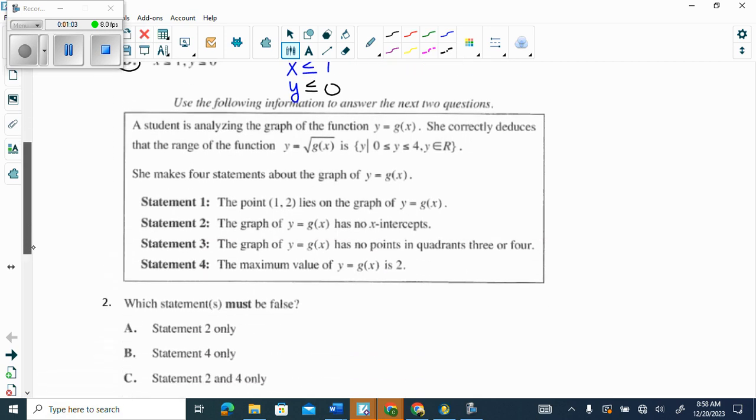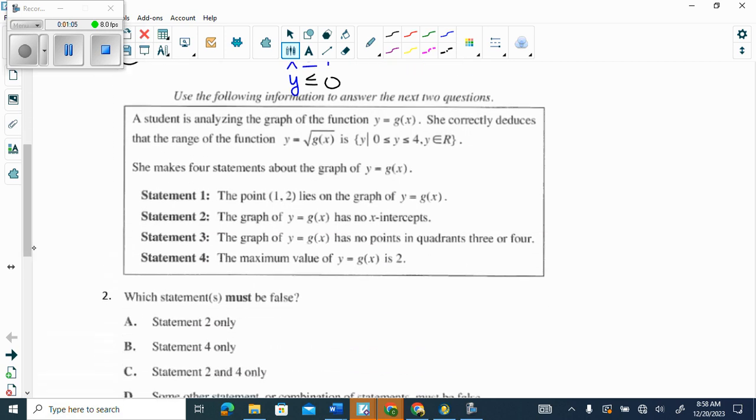All right. A student is analyzing the graph of the function y equals g of x. She correctly deduces that the range of the function of y equals g of x is this. That's the range of the square rooted function, correct? When you square root a function, what goes away? The negative y's go away.